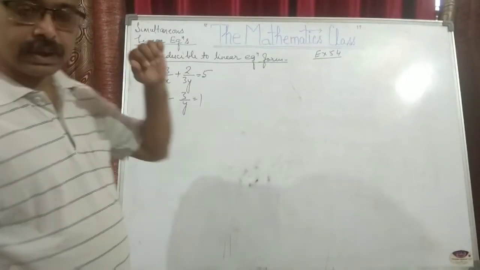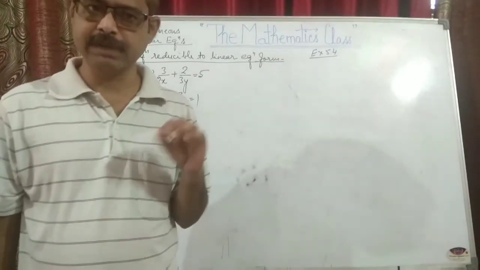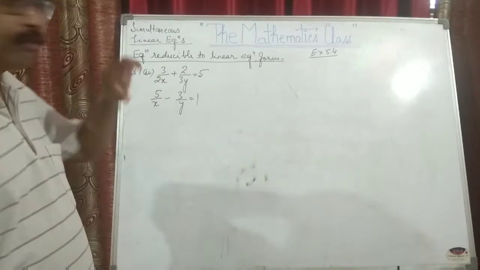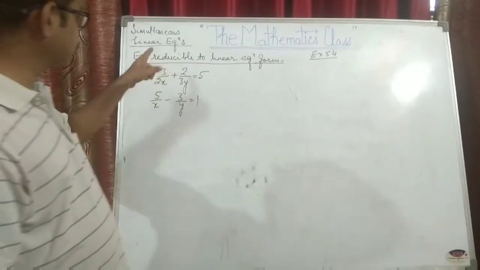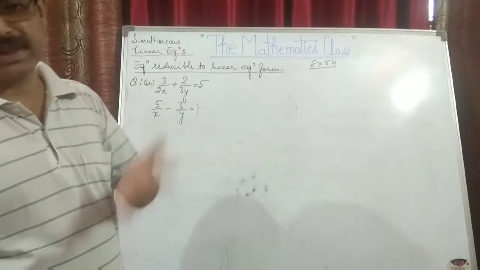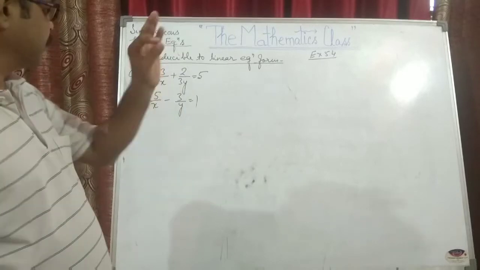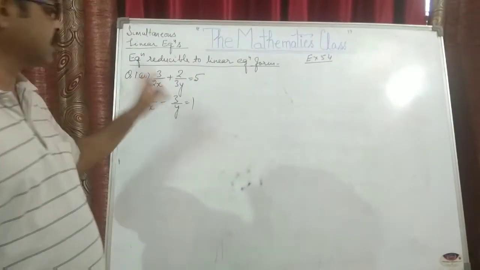Now the other type of questions, we have discussed all the types in the algebraic method, but there are a few questions which are in the form of equations which are reducible to linear equation form or reducible to simultaneous linear equation form. I have taken the first example as Exercise 5.4, question number 1, second part.